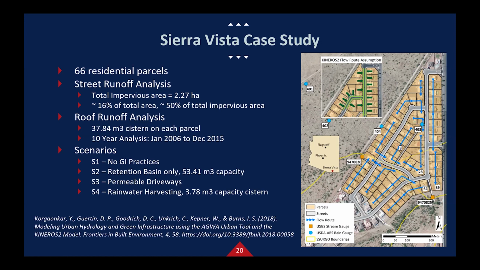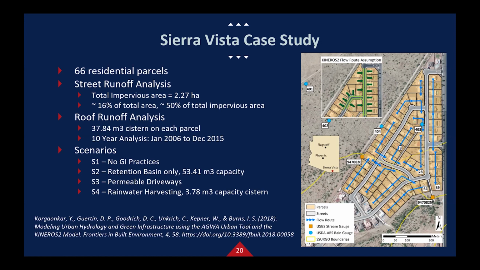We also decided to do a roof runoff analysis. So we put in a 38 cubic meter cistern on each parcel to capture any water that comes off the roof. And we ran the model for 10 years, or we ran 10 years worth of precipitation data to understand how the cistern would fill. We set up conditions on how it is emptied and what happens when the cistern fills up as well.